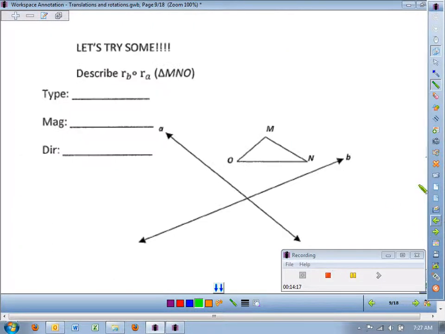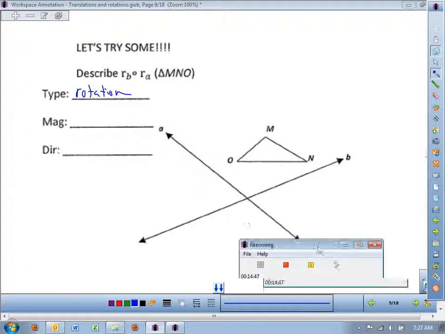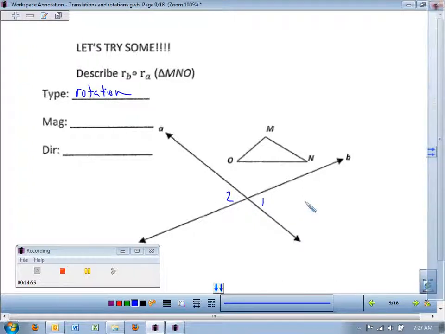Okay, so here's one. Do you see the two lines in the picture? Intersecting, correct? They want me to describe this transformation, which is a composite of two reflections over intersecting lines. So the type is going to be a rotation, because of the intersecting lines. The magnitude: they say measure the non-obtuse angle. Do you see this angle right here? Looks bigger than 90 degrees, so that's obtuse. We want to measure the non-obtuse angle. You have two choices: this angle right here or this angle right here, angle 1 and angle 2. Which one should you measure?